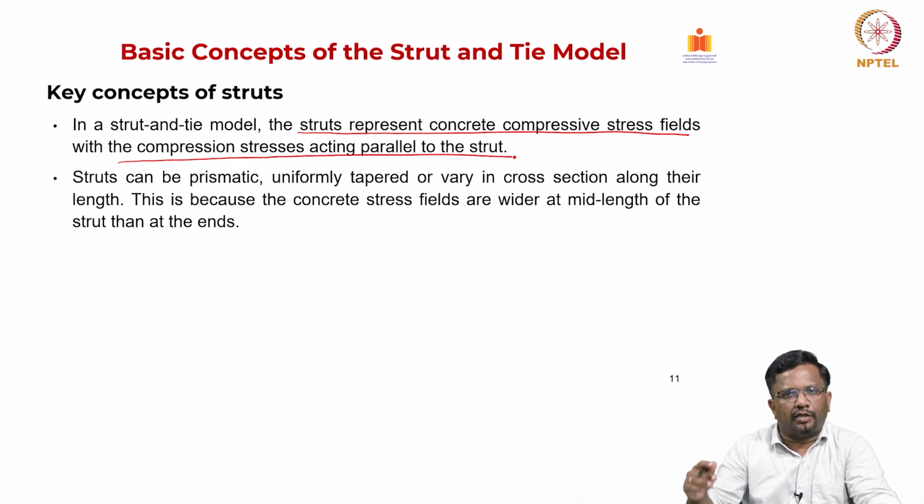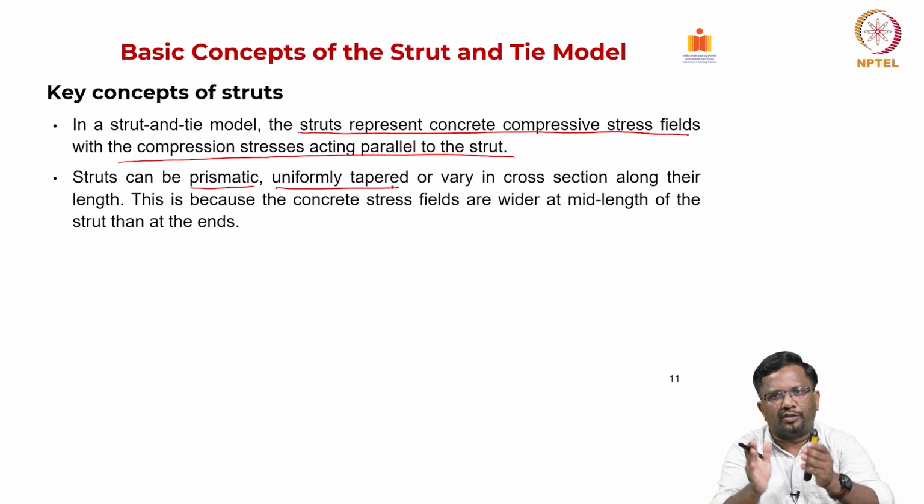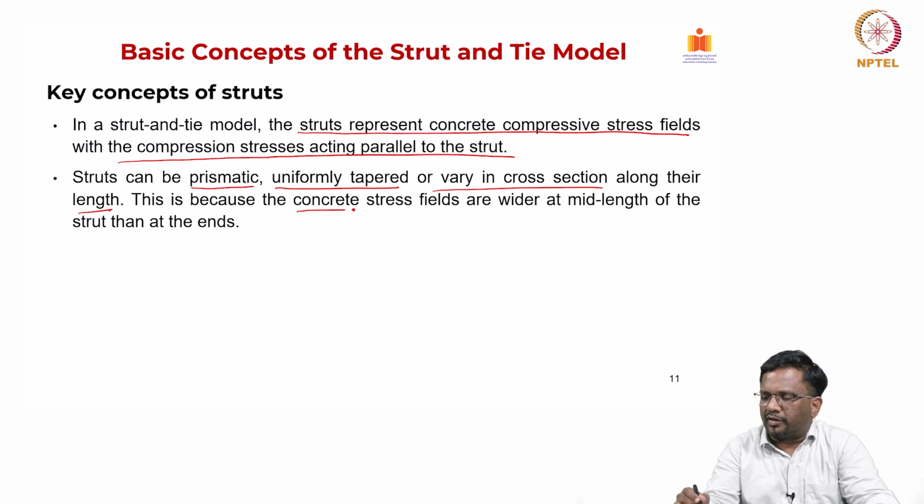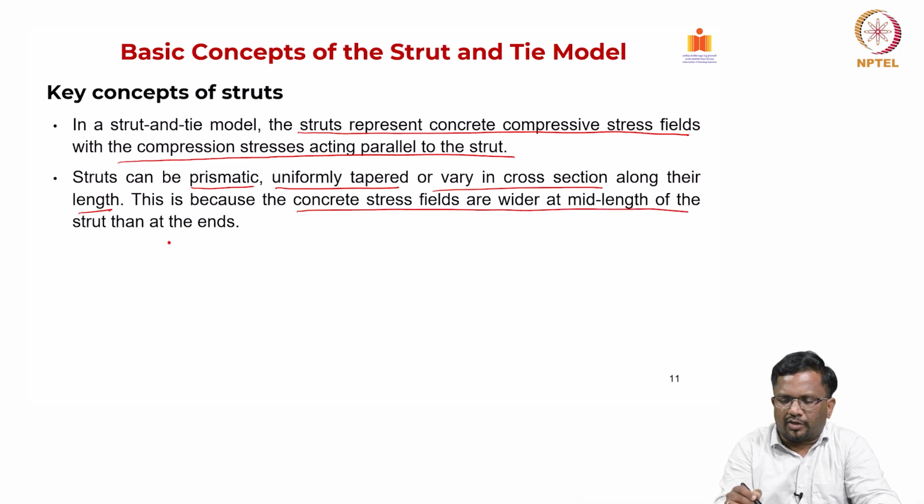So, we are saying that along the direction of the strut is where the compressive stress flow is going to be. Now, the struts can be prismatic, that means the cross section of the strut is not going to change, or they can be uniformly tapered, that means the width of the strut can taper, or they can vary in the cross section along their length. Okay. Because the concrete stress fields are wider at mid length of the strut than at the ends.